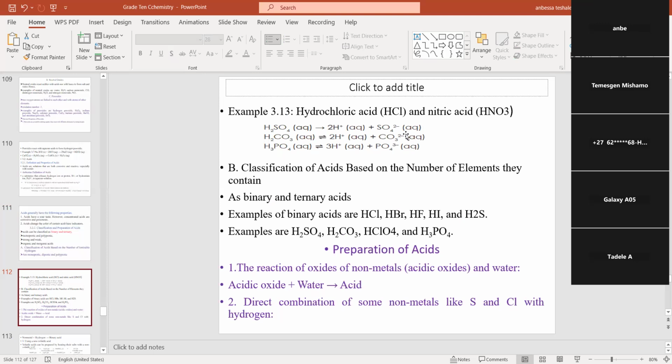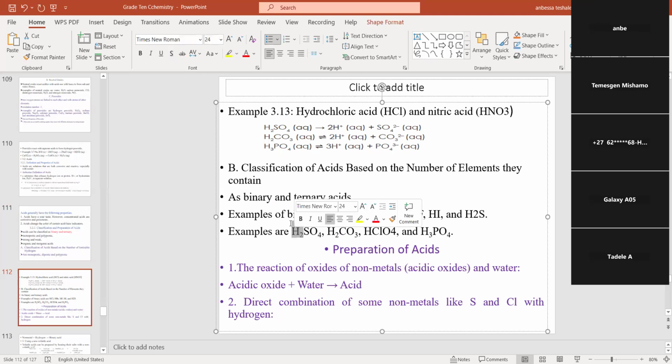When you come to the diprotic acid, it contains 2 hydrogen atoms. Here we have sulfuric acid, it contains 2 hydrogen. Here we have carbonic acid, it contains 2. Perchloric acid is monoprotic, it contains 1 hydrogen. And triprotic acid, phosphoric acid is triprotic acid, or we call it polyprotic acid. Preparation of acids, how we can prepare acid?